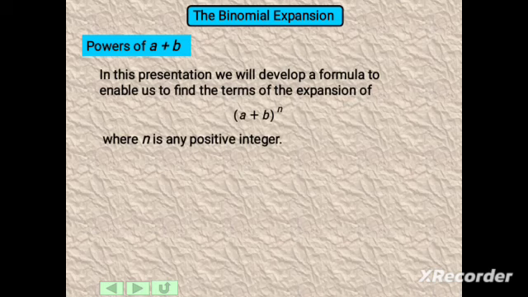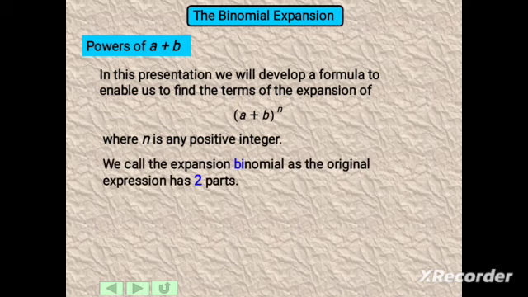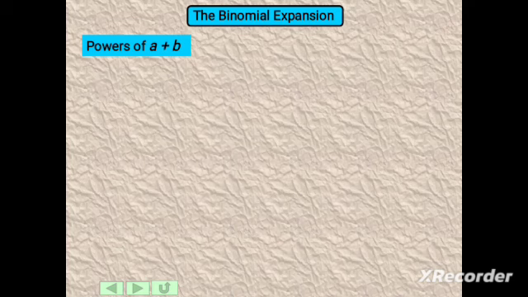So in this presentation, we will develop a formula to enable us to find the terms of the expansion. For example, a plus b raised to power n, where n can be any positive integer, and n represents the power or index. We call the expansion binomial as the original expression has two parts. Okay, we can now try this with the index being 2.